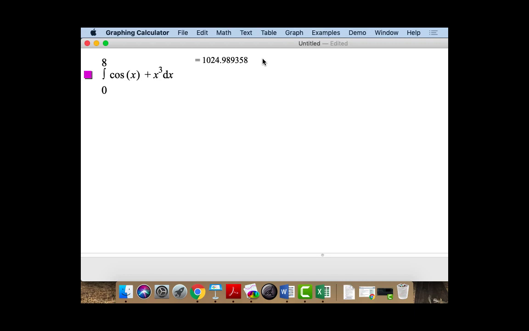Now, what does that mean? Well, if this was the rate at which sand was being poured onto a scale, then this would be how much sand was poured onto the scale between time 0 and 8, whatever the units might be. It was in hundreds of pounds per second in our example. It might not make sense for this. But this is the total accumulation over this interval. It's a numerical value.